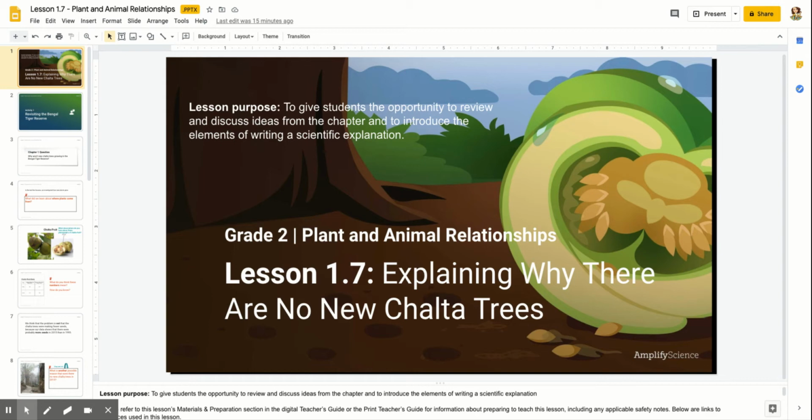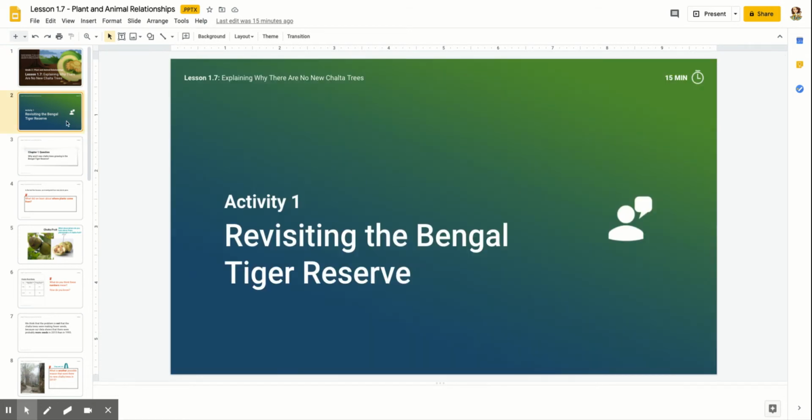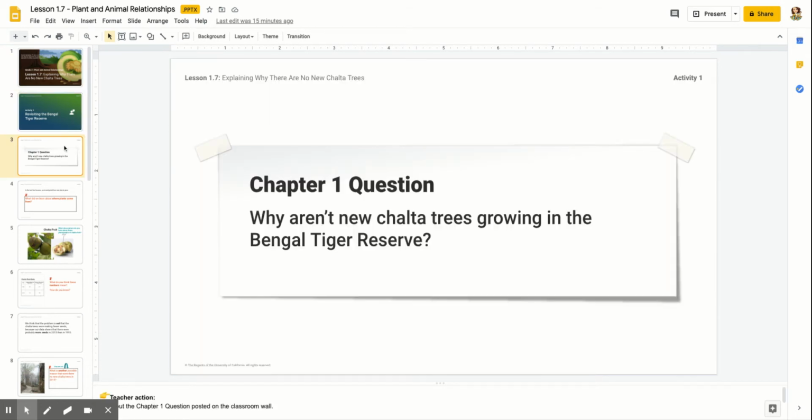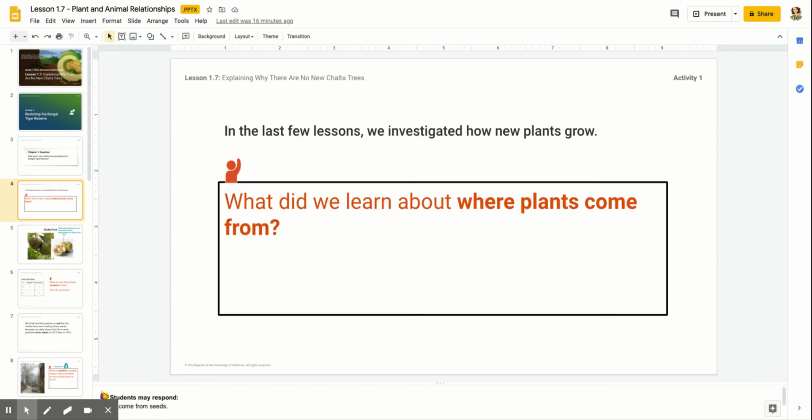But today's lesson, we're going to try to put together all of our ideas and write an explanation to why there are no new chalta trees. So, in this lesson, we are going to revisit the Bengal Tiger Reserve. We're going to try to answer this question: why aren't new chalta trees growing in the Bengal Tiger Reserve? And think about the maps that we observed and the data that we collected from those maps.